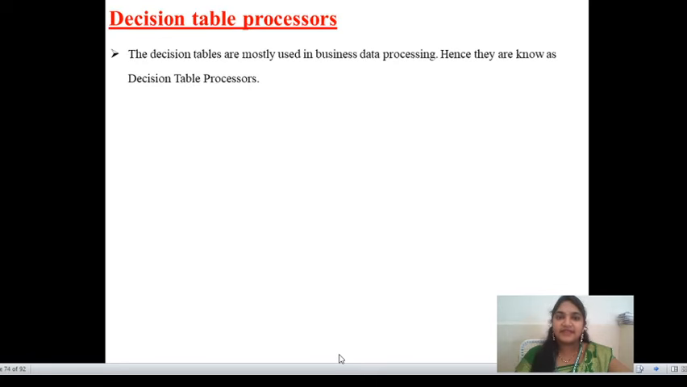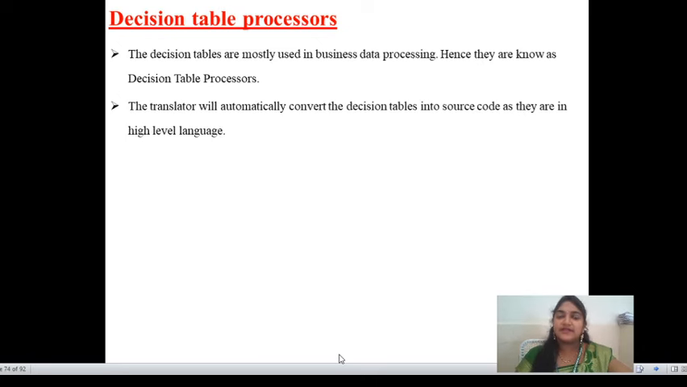Decision tables are mostly used in business data processing, to access the soft copy, to define the soft copy, to implement the soft copy. Hence that processing is known as decision table processors. Here the translator will automatically convert the decision table into source code in a high level language.